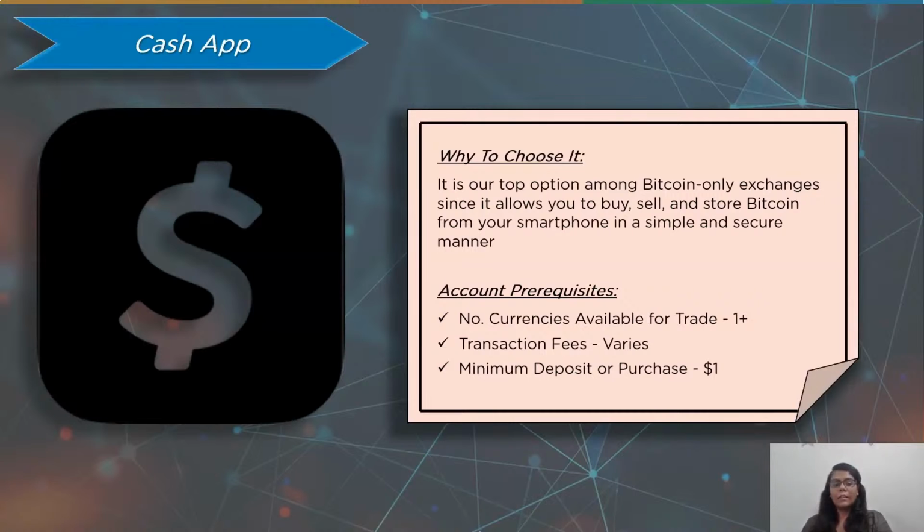Now, looking at its account prerequisites, like we discussed, Cash App is only a Bitcoin exchange application, so it supports only one cryptocurrency, that is Bitcoin. The transaction fee varies depending on the action. Also, the minimum deposit or purchase is just $1. Now, let's have a look at its pros and cons.